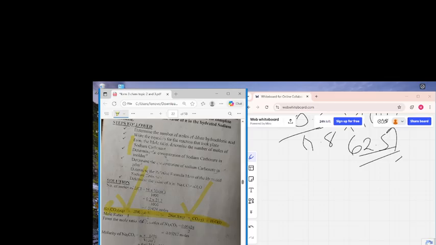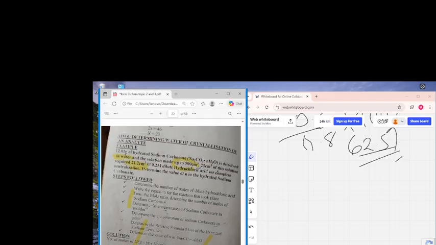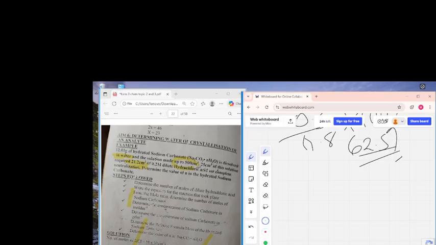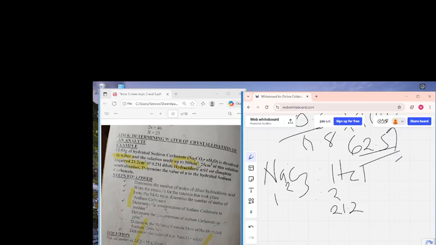So let's go back to the information and write whatever information that you have. That is sodium carbonate and HCl. So this is 1 and this is 2. So that's the mole ratio. After that, what information do we have? 25 centimeter cubic of this solution requires 21.2 centimeter cubic of 0.2 molar.